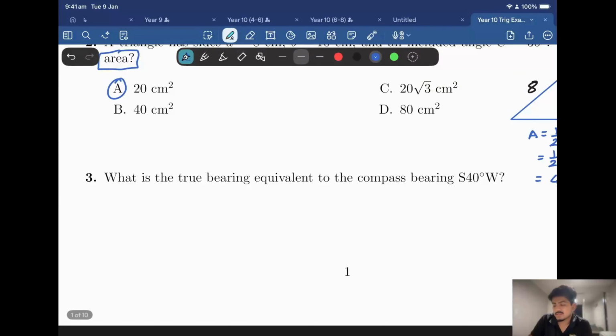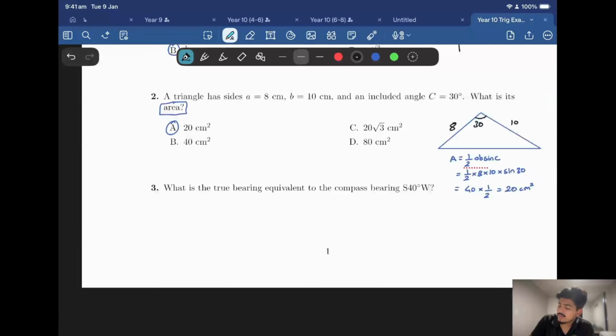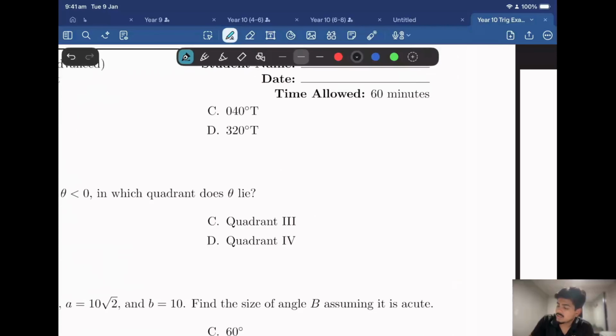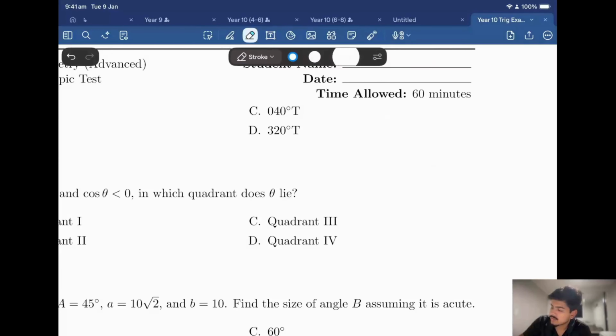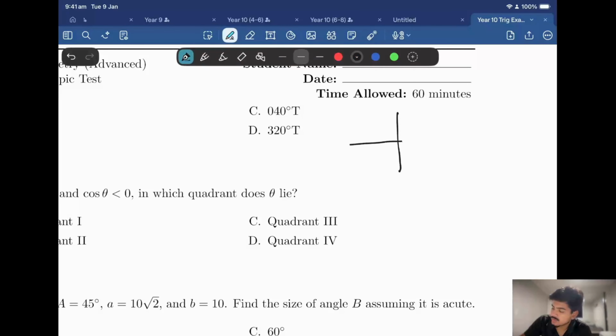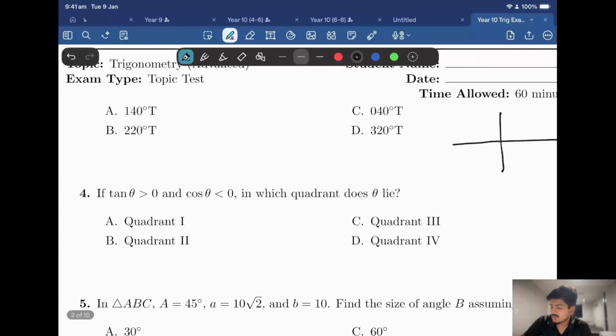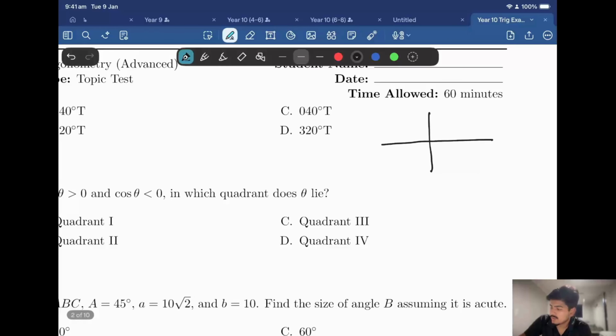Okay, the question asks, what is a true bearing equivalent to the compass bearing of south 40 west? Okay, so what does this mean? So what it means is, oh wait, no, not a circle, we just draw a compass rose. Okay, and we're looking at south 40 west.